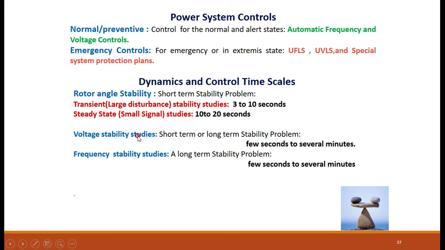And whereas voltage stability studies are concerned with the load, and it can be a short-term or a long-term stability problem. Therefore, the interest of studies goes from a few seconds to several minutes. Whereas frequency stability studies are concerned with both the load and the generator. Therefore, it is a long-term stability problem, lasting for a few seconds to several minutes.